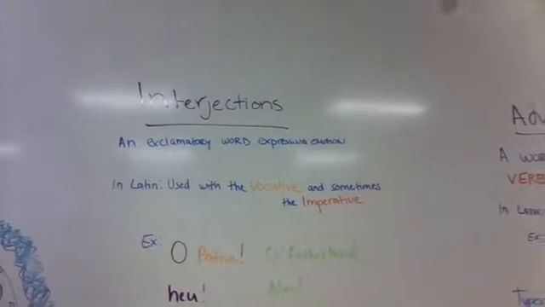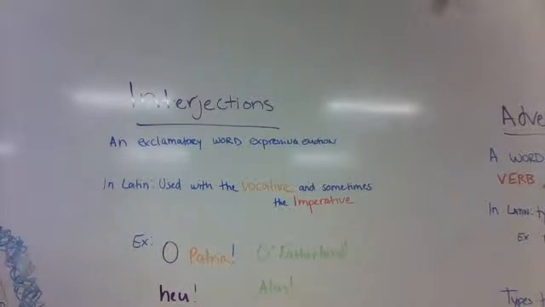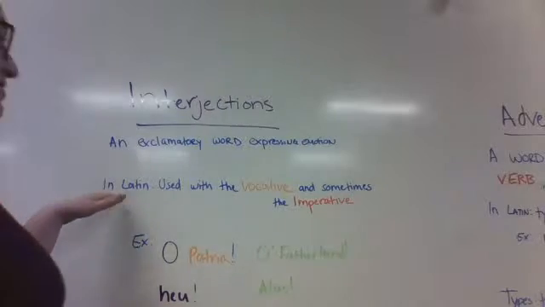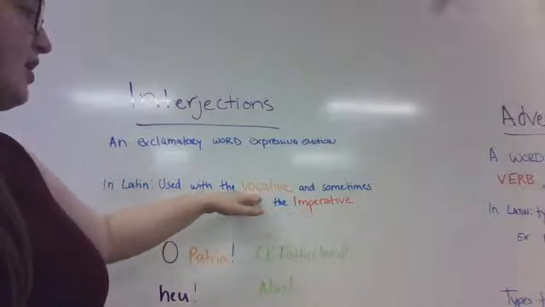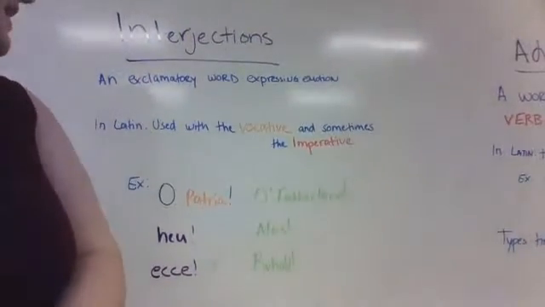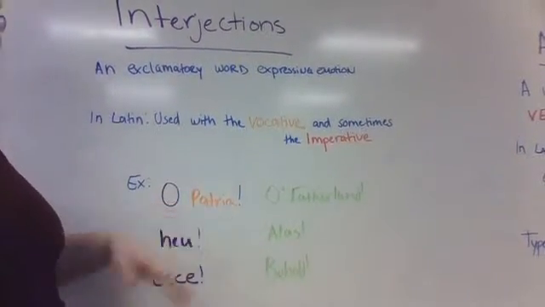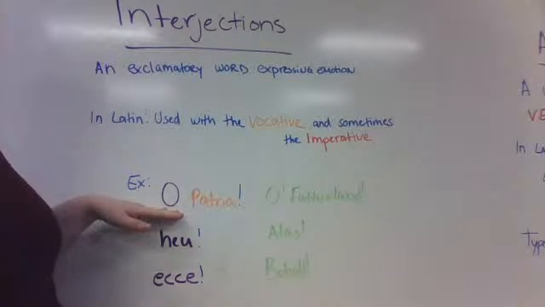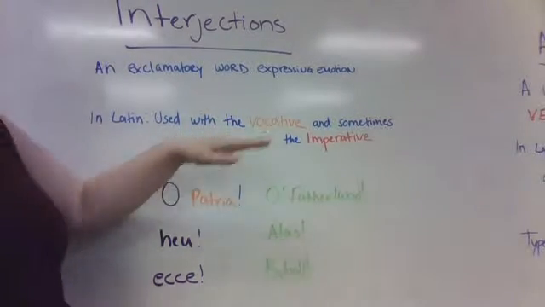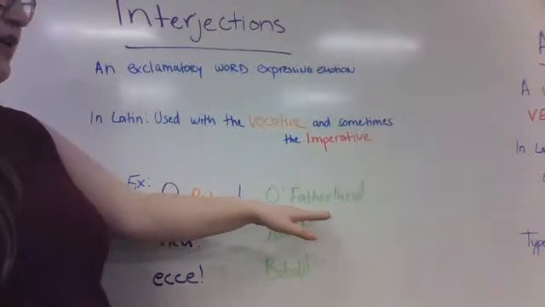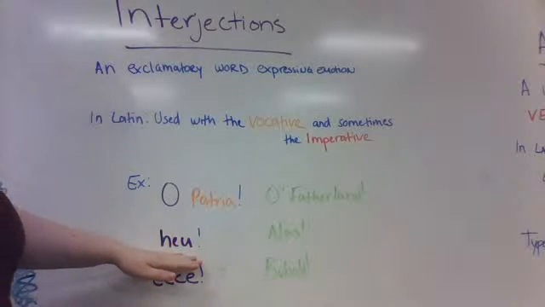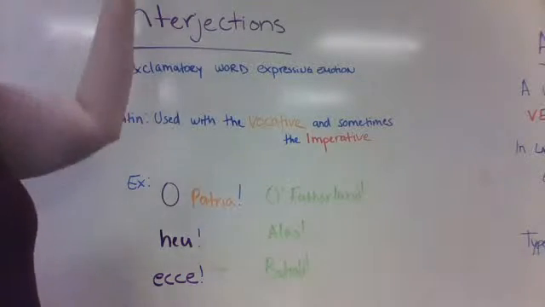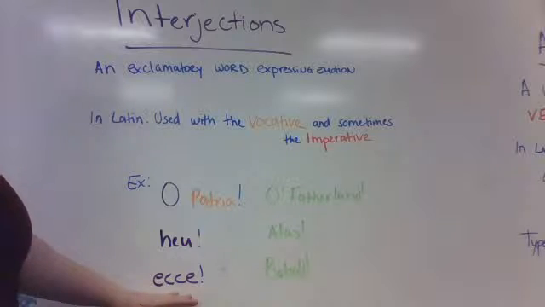Next, we have interjections. Interjections are just an exclamatory word expressing emotion. In Latin, they're usually used with a vocative noun. Some examples: O patria. So O is the interjection, patria is the vocative noun, which translates to O fatherland, calling out to your country. The next one, heu. It means alas. Alas, calling that out. Ecce, behold.